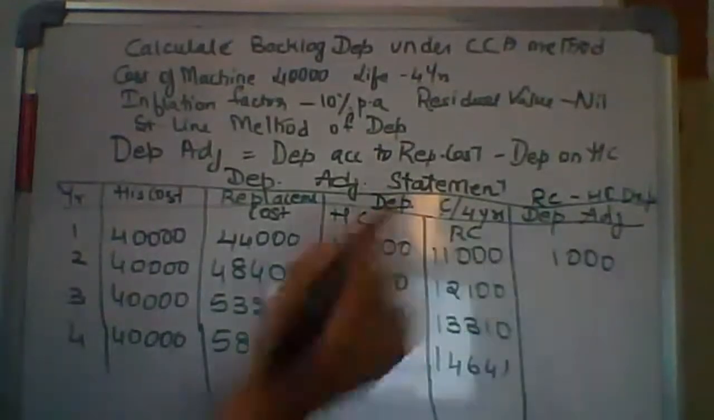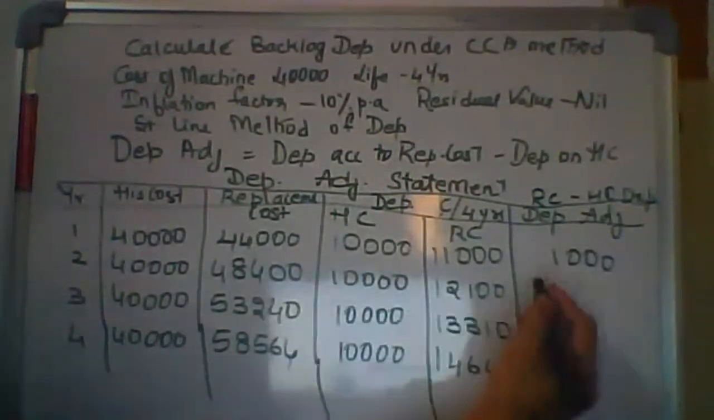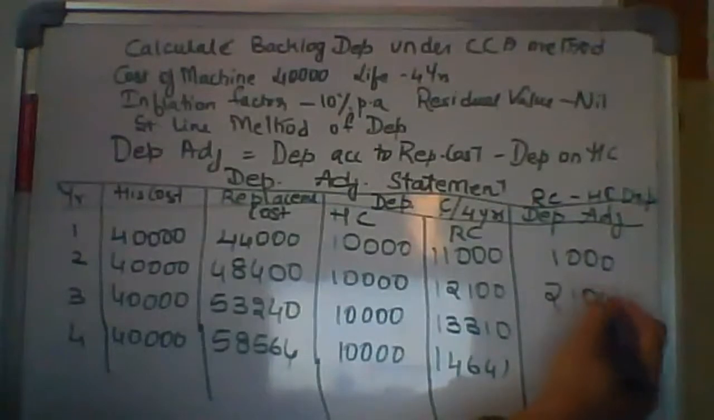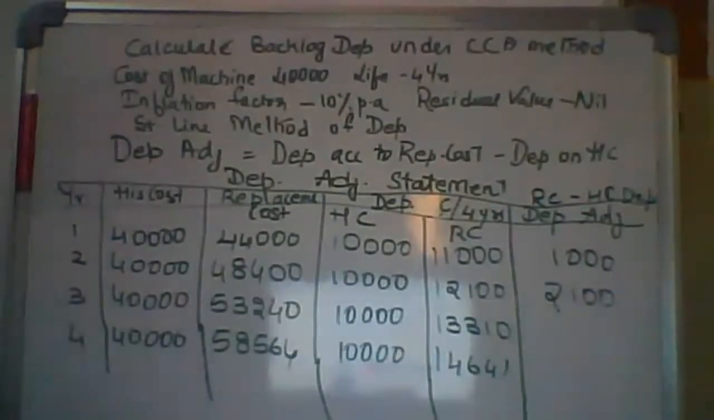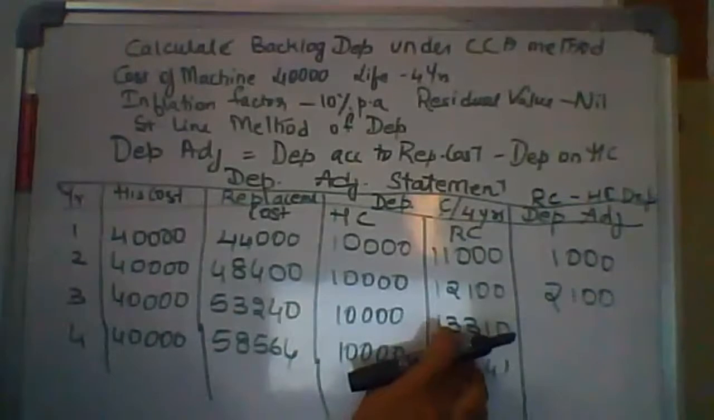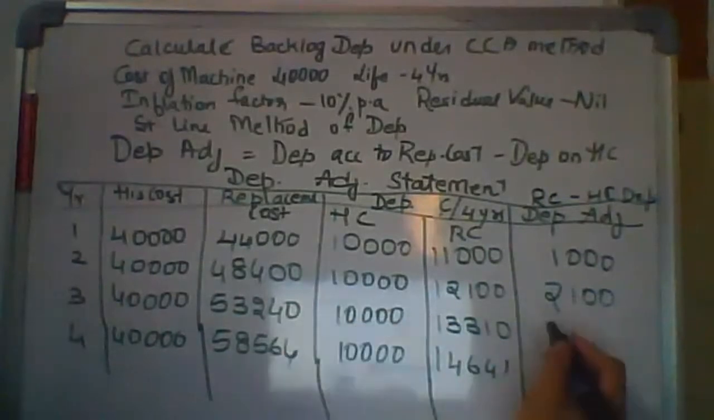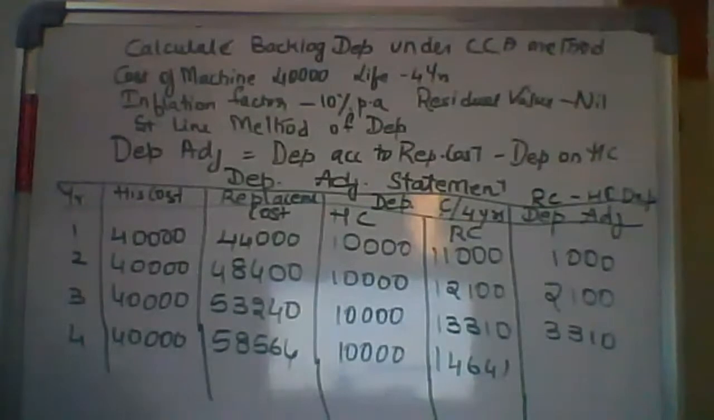11,000 minus 10,000, 1,000. 12,100 minus 10,000, 2,100. 13,310 minus 10,000, 3,310. 14,641 minus 10,000, 4,641. For 4 years put together, totally 11,051 is the total depreciation to be adjusted.